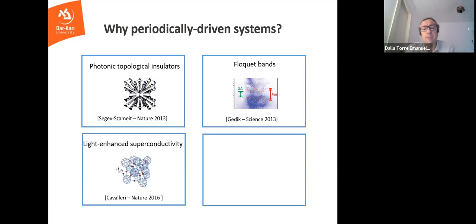Usually these are pump probe experiments. So these are experiments that are done on a very short time scale, in which you pump the system and then right away you come and probe it. The reason is that condensed matter systems relax to equilibrium very fast. So you need to really probe short time dynamics.